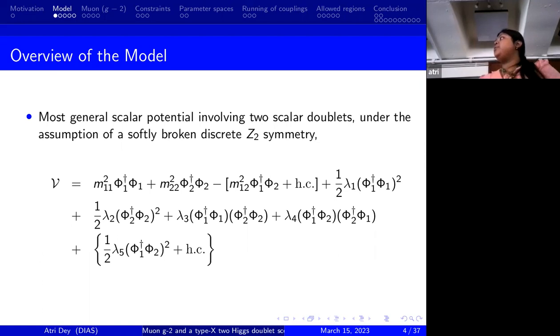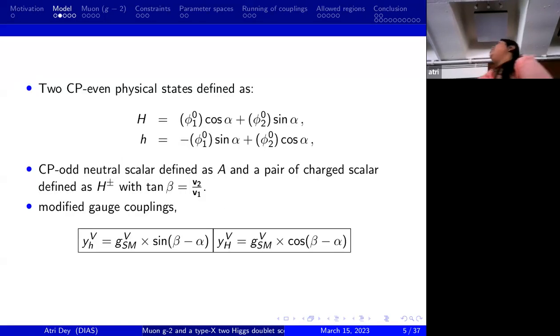After spontaneous symmetry breaking, both of our Higgs doublets get vevs, V1 and V2 for phi1 and phi2. We then have two CP even physical states, small h and capital H, and alpha is the mixing angle between these two states. We also have a CP odd neutral scalar particle, A, and a charged Higgs, H plus minus. The mixing angle in the CP odd sector and the charged sector is beta, parameterized as tan beta, which is V2 by V1, the ratio of the vevs.